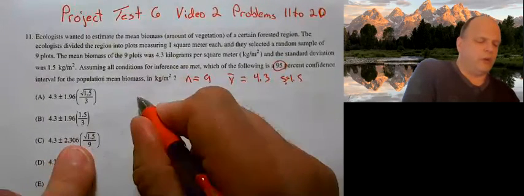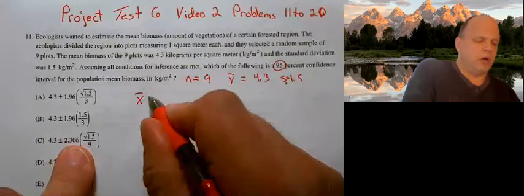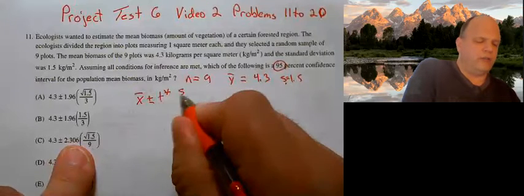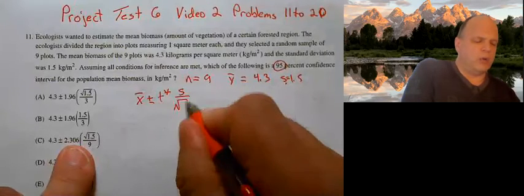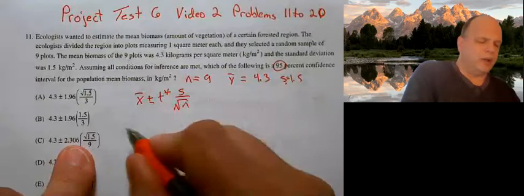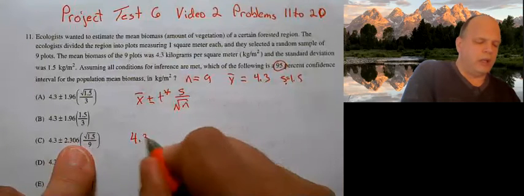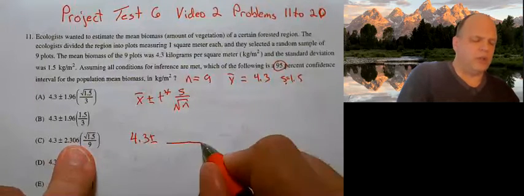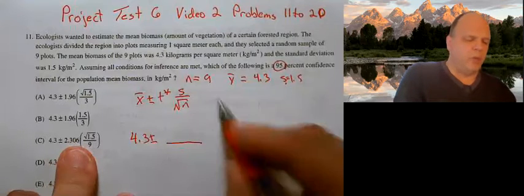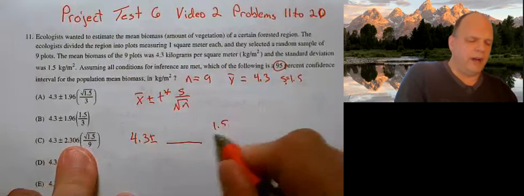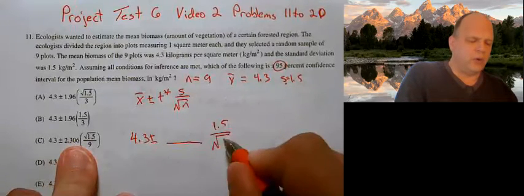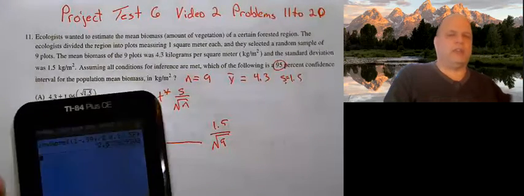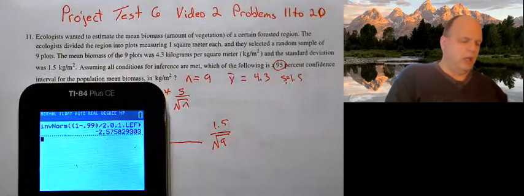My formula is going to be as follows: x bar plus or minus t star times s divided by the square root of n. Well, here we are going to have 4.3 plus or minus. We'll come back to t star in just a moment. S is going to be 1.5 divided by the square root of 9. So we're going to go calculate t star real quickly.